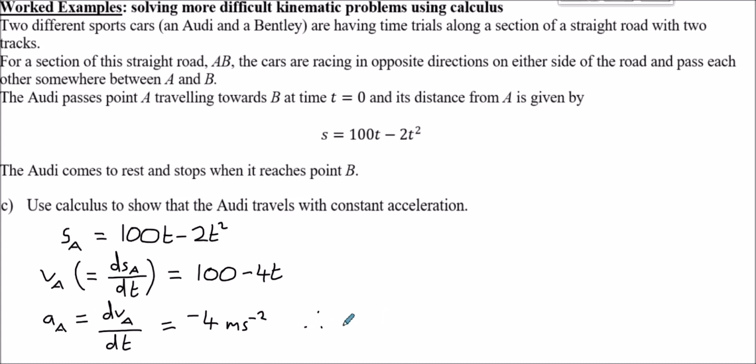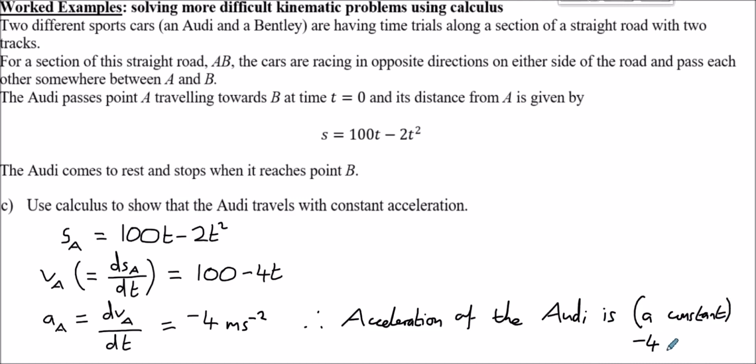So therefore, we can just write the obvious now and conclude in the context of this question. The acceleration of the Audi is, put in brackets, a constant minus 4 meters per second squared. So it's decelerating, it's slowing down. It's accelerating in the opposite direction to travel, hence why it comes to rest eventually after 25 seconds when it gets to point B.